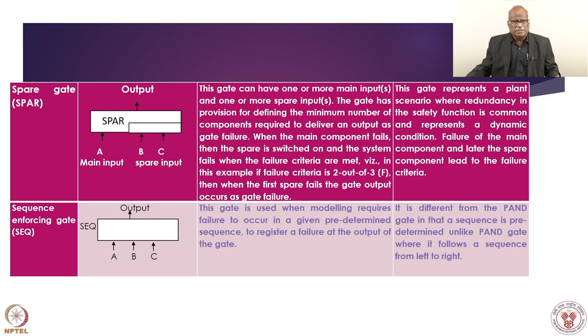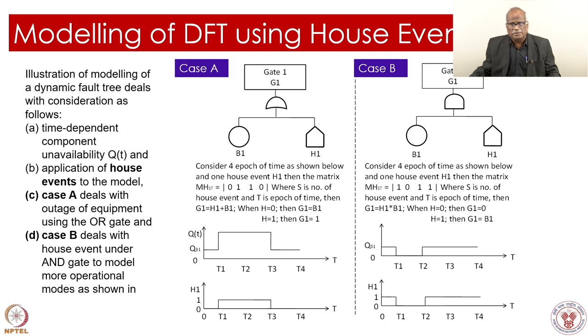So the sequence gate we have discussed. Now let us discuss a very small example. Since we discussed house events earlier, with an illustration we will see how they work. There are 4 epochs, T1, T2, T3, T4 on the x-axis, and on the y-axis we are reflecting Q(t), that is unavailability, and in the bottom figure in case A, we have H1, that is the house event status. Let us say the gate is an OR gate. One input is B1 and the other is the house event H1. The time dependent component is given by Q(t), which we can see on this graph. Then we have the H component, that is the house component, shown here.